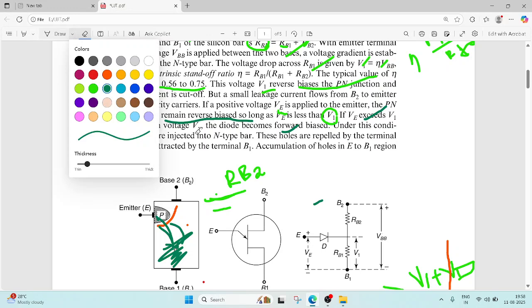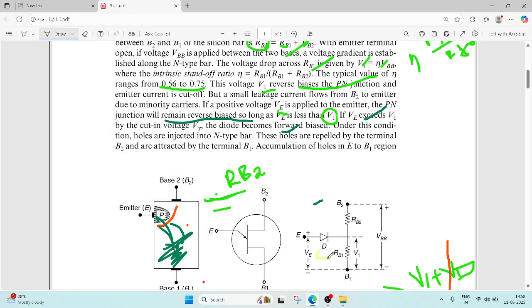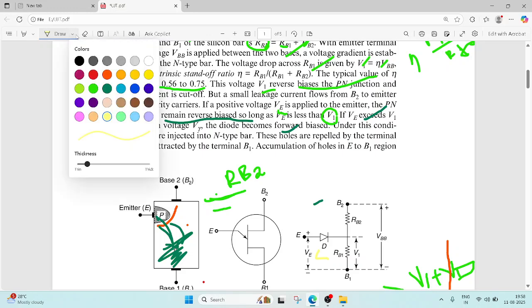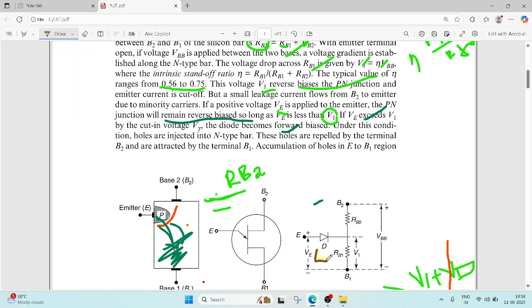This VE value is less than V1. What happened? Automatically the diode is in reverse bias. When VE is greater than that, more holes are injected. Now the resistance between the emitter and base one decreases, and more current flows. The UJT starts conduction, right?